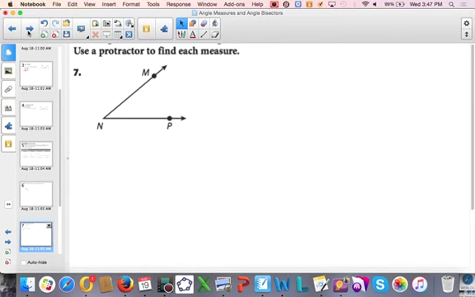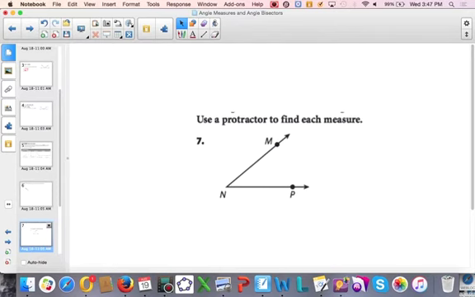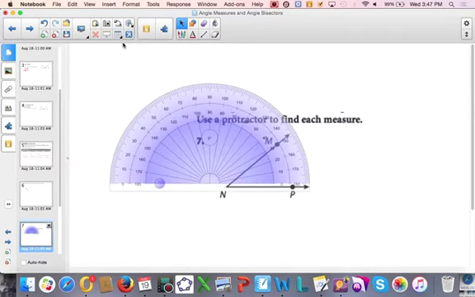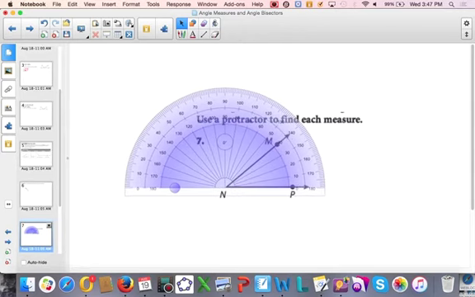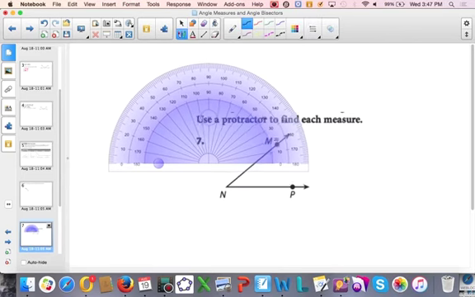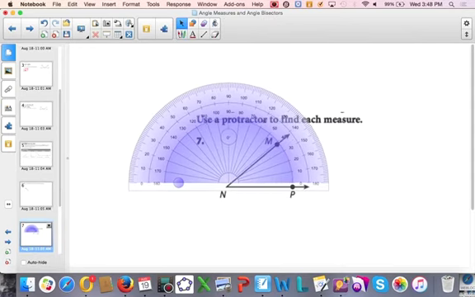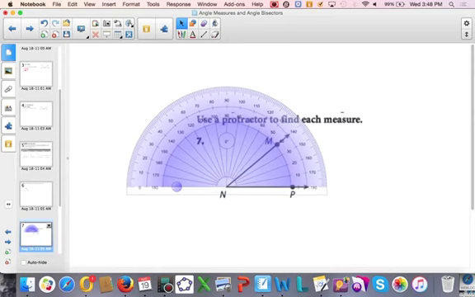This problem is asking us to do the exact opposite, to start with the angle and find its measure. So, get my handy dandy protractor out again. And we're going in the opposite direction. So in the last example, I had you start the ray at this point here on the protractor. I'm putting that point at the vertex of my angle now in order to measure it.